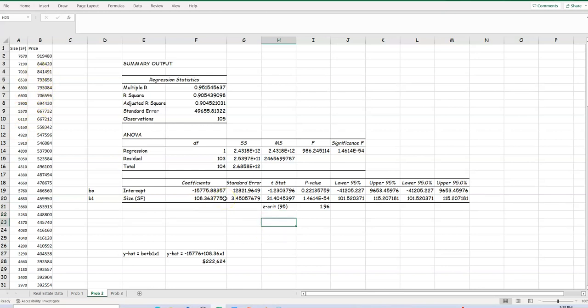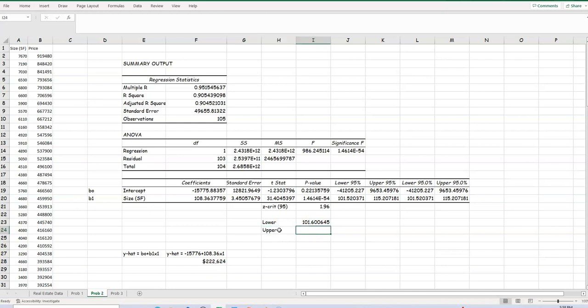So let's see, the lower value of the price here is going to be the mean, so equals the average, minus the standard error times the Z critical value. So the lower bound for a house with a 95% confidence interval is about $101.60 a square foot.